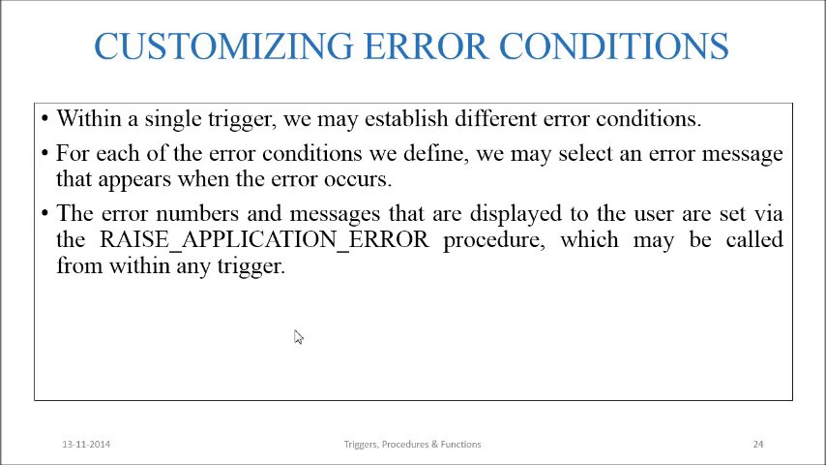Now customizing error conditions. Within a single trigger, we can establish different error conditions. For each of the error conditions, we have to define an error message that appears when the error occurs. The error numbers and the messages that are displayed to the user are set via the RAISE_APPLICATION_ERROR procedure, which may be called within a trigger body.